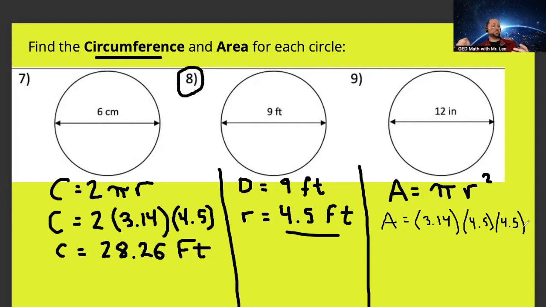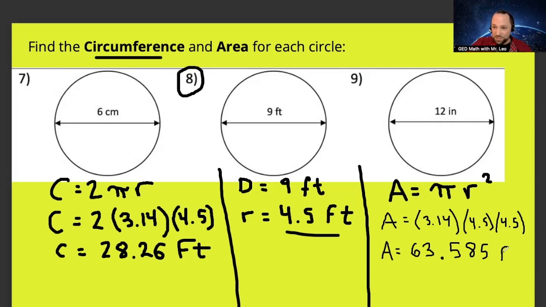Here we go. This number looks a little wild. Did you get 63.585? All right. Anytime you get an answer that looks weird, just double check. 3.14 times 4.5 times 4.5, right? That was the radius. It's in there 2 times because of the formula. I typed it in on my calculator, 3.14 times 4.5 times 4.5. I got my answer. This is the answer. That's it. We did it.